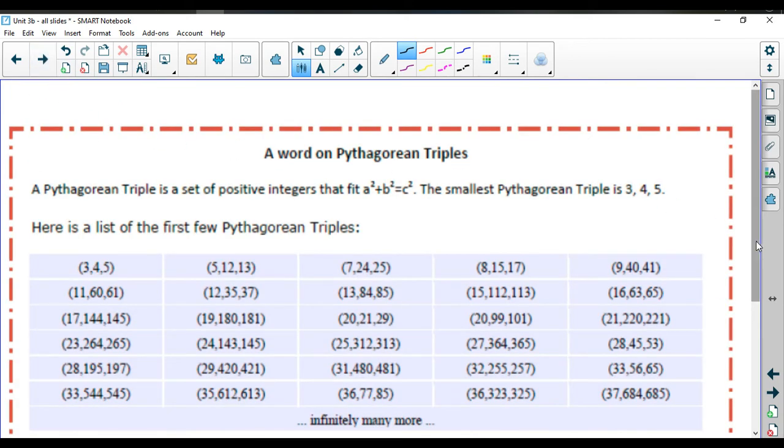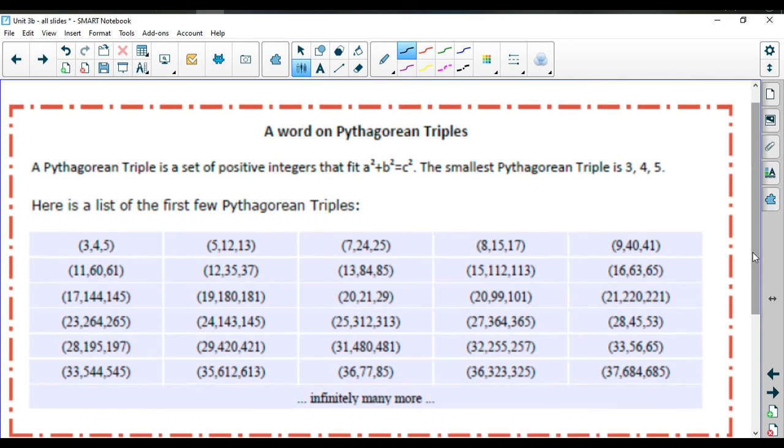However, because the ones that we worked with here today were all whole numbers, they're special ones and we call them Pythagorean triples. So a Pythagorean triple is a set of positive integers that fits a squared plus b squared equals c squared. The smallest triple is 3, 4, 5.